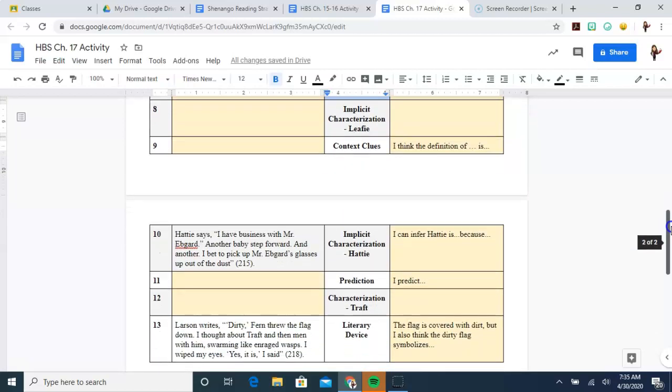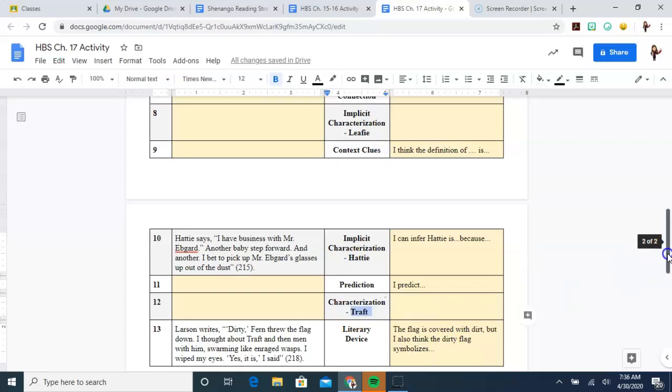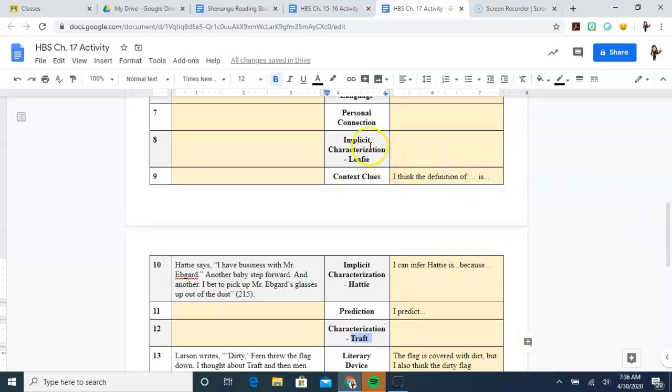Implicit characterization. I have a couple of these. This one I want for Leafy, this one for Hattie, and this one for Traft. So these are main characters that play a role in this chapter. Implicit characterization means you are guessing a trait about that character based upon something they say or do. So whatever trait you are guessing over here should not appear in the quote that you have in this category. It should be something that you're inferring, you're guessing about them. And again, this one's for Leafy, this one's for Hattie, this one's for Traft.